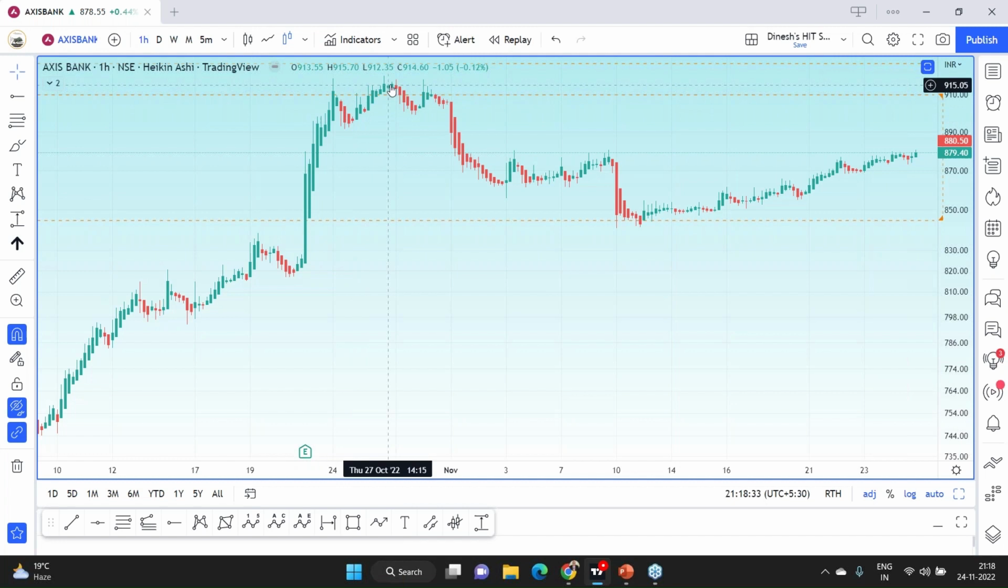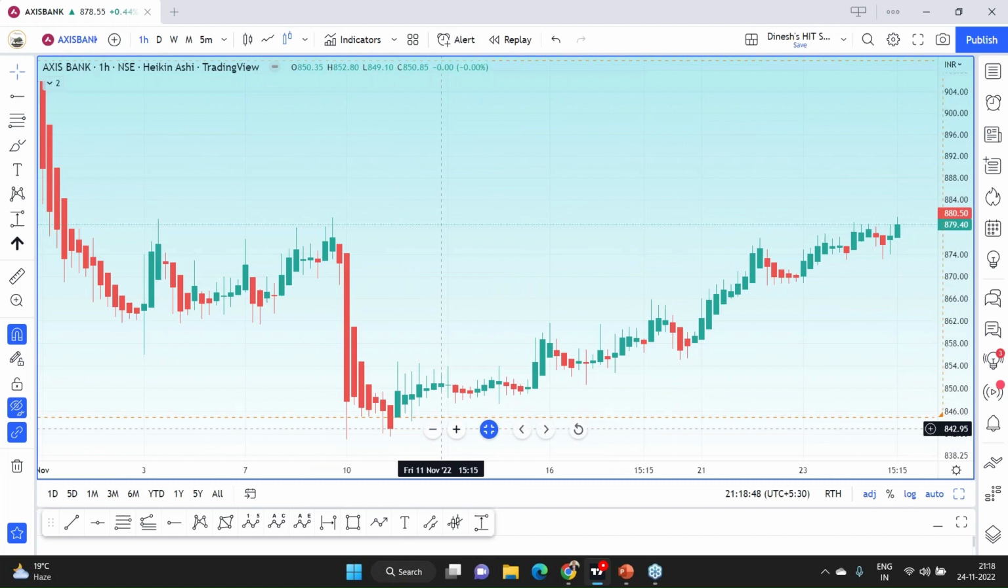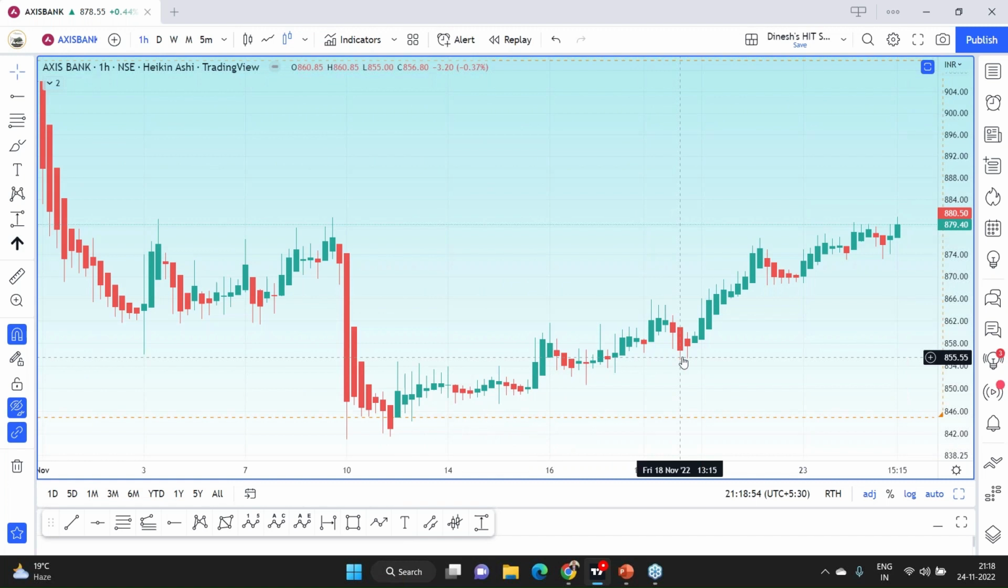So here we didn't get a turn. Here also, see, bodies are very tiny till here. This entire journey, the bodies are so tiny, you don't want to enter, except this candle out here. So you want to be very careful with the entry. Again, tiny bodies today, in spite of the last one hour move. So tomorrow, if you want to enter this stock, wait for the first hour Heiken Ashi bar to close above this.